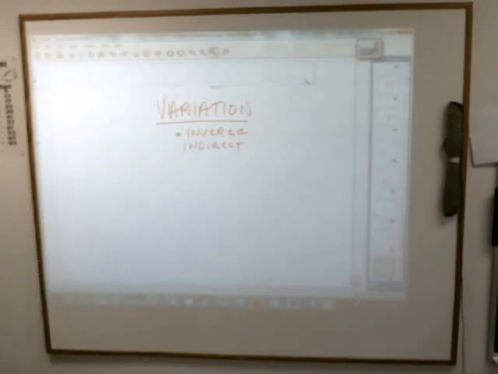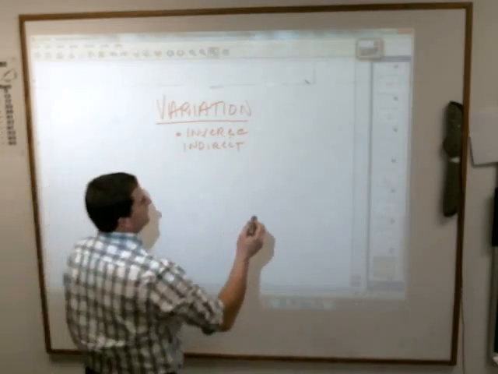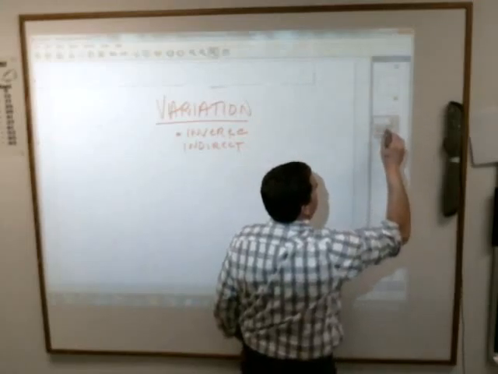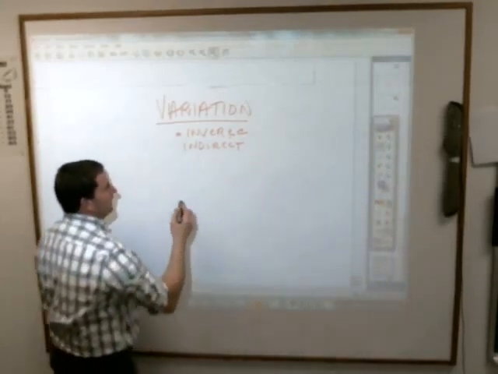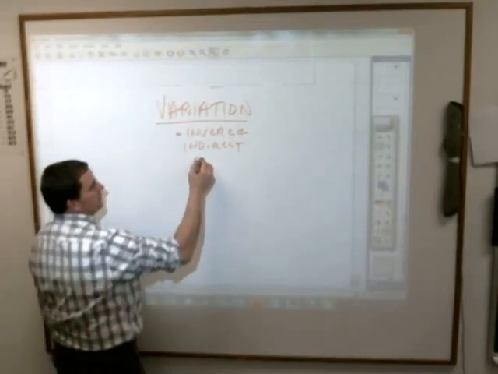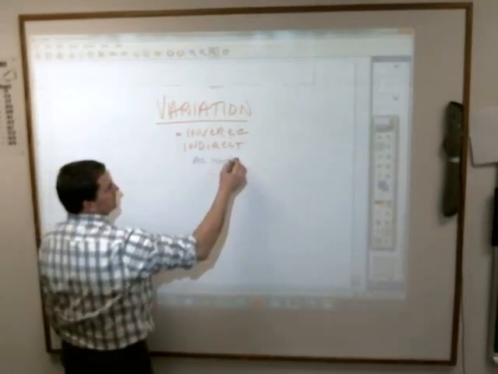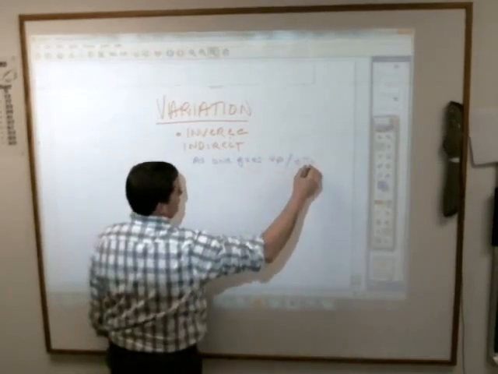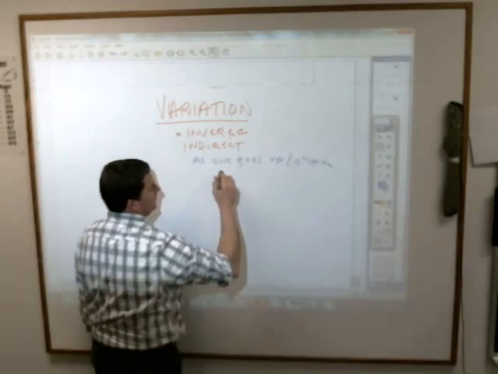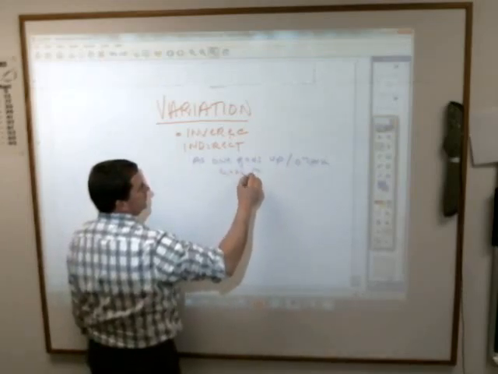Okay, stop, look, and listen here, people. Inverse again. Like I said before, we talked about direct variation. Well, inverse is kind of the opposite of that, and basically it's as one goes up, the other goes down proportionally.